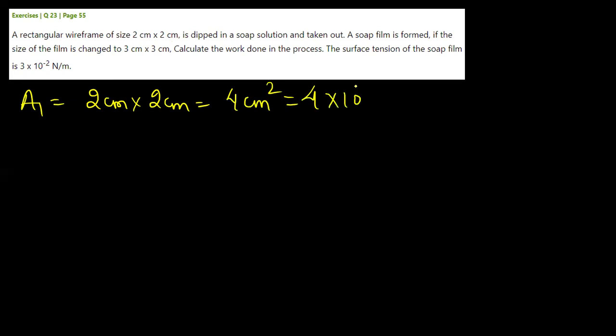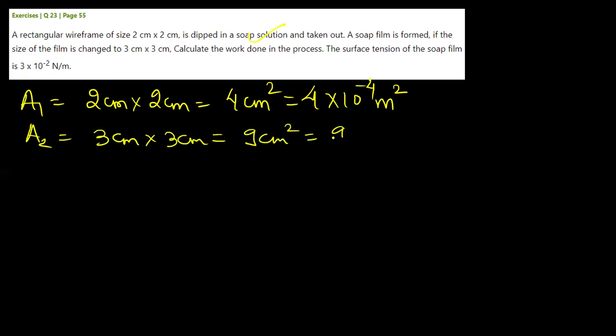Next. A rectangular wire frame of size 2 centimeter into 2 centimeter is given. So here there are two areas given to you. I'll write this as the first area, A1. This I can write as 4 centimeter square, that is 4 into 10 raised to minus 4 meter square. In a soap solution, again this is a soap solution, and taken out, a soap film is formed. If the size of the film is changed to 3 centimeter into 3 centimeter, so A2 is 3 centimeter into 3 centimeter, that is 9 centimeter square, that is 9 into 10 raised to minus 4 meter square. The surface tension is given to you as 3 into 10 raised to minus 2.